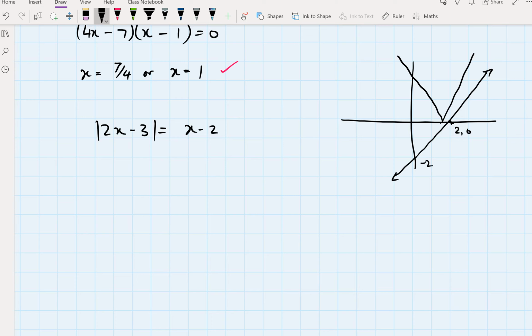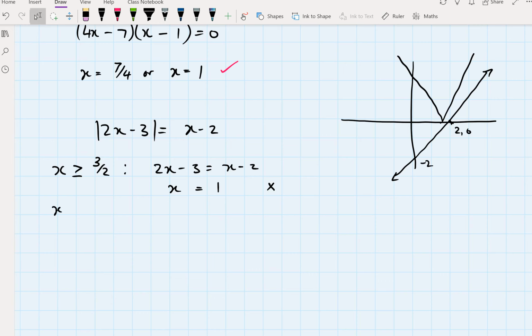Well, we need to be concerned about what's happening on either side of 1.5. So what happens when x is greater than or equal to 3/2? That modulus graph is going to be positive, so I can simply say 2x minus 3 is equal to x minus 2. Simple linear equation, x is going to equal 1. Now here's the problem. I'm saying x must be bigger than 1.5, but I'm coming up with an answer that's smaller than 1.5. So it's not going to work.